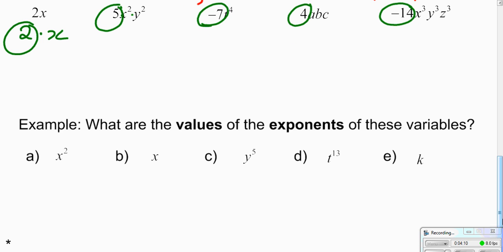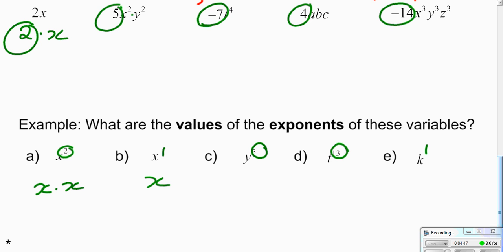Okay, we're going to investigate the exponents. And so on the first example, we have an exponent of 2. That means our variable x is repeated twice. For b, we have an exponent that's not really shown. If the exponent isn't there, it's an exponent of 1, so that means x is there one times. On c, we have an exponent of 5, so our base of y would be repeated 5 times. On d, we have an exponent of 13, and on k, we have an exponent of 1.